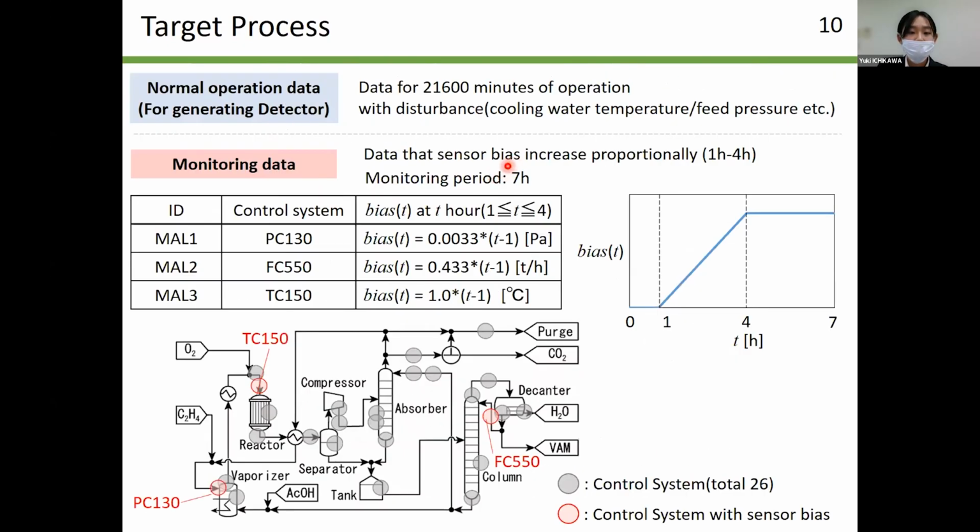For the detector, we use data for 21,600 seconds of operation with disturbance. 7 hours of data were monitored while the sensor bias was increased proportionally. We will show the monitoring result of three types of operation data when sensor bias occurs in PC130, FC550, and TC150.